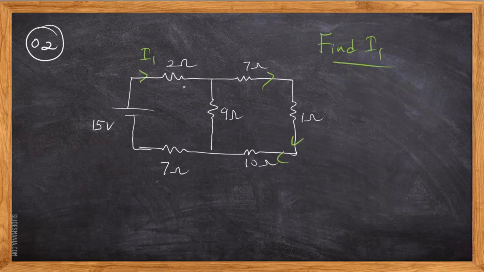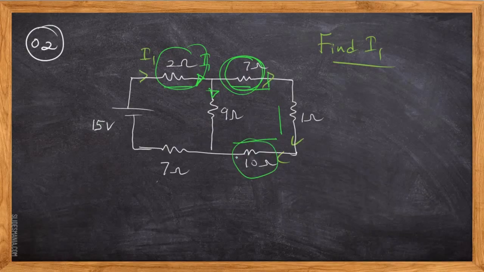Now if you look at these resistors, 2 ohms, 7 ohms, these might look like they are in series, but they are not, because the current I1 that comes over here doesn't all go through these 7 ohms. A certain amount of it goes to 9 ohms as well. So we cannot consider 2 ohms and 7 ohms as series. The only series resistors we can see here are 7 ohms, 1 ohm and 10 ohms. The same current goes through all three.